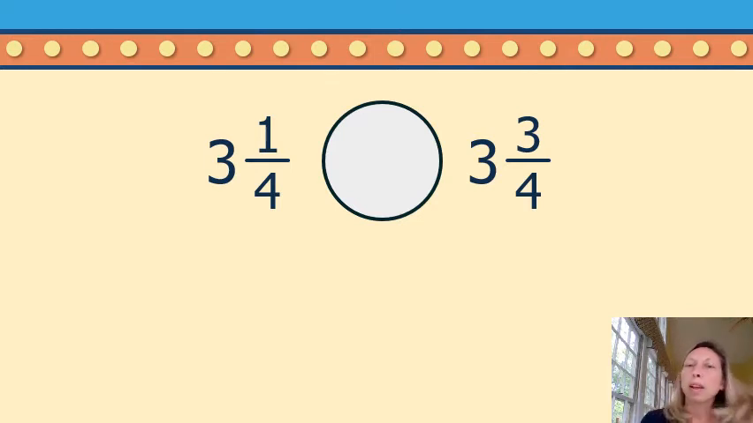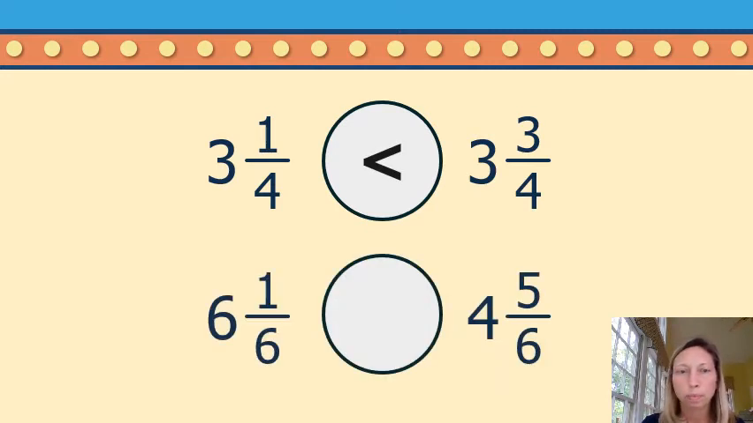Reviewing how to compare fractions. The whole numbers are the same. So 3 1/4 and 3 3/4 is what we're looking at. And I know that 3/4 is more than 1/4. So 3 3/4 is greater. Next, 6 1/6 and 4 5/6.